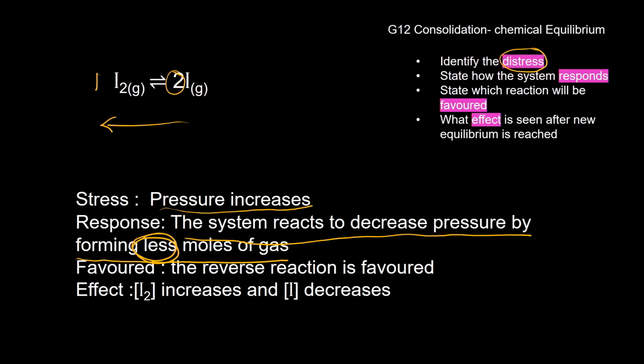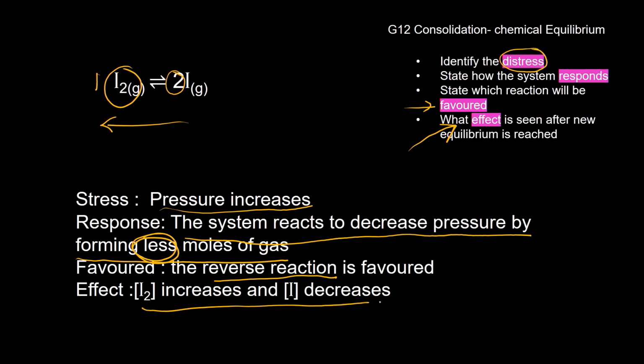So which reaction is favored? So we're on to this one here. There, which one is favored? It is going to be the reverse reaction. The reverse reaction is favored. And once the new equilibrium is reached, what are we going to see? What is the effect of that? Well, the I2 concentration is going to increase. And what about I? Well, that concentration is going to decrease. And we write it like that.